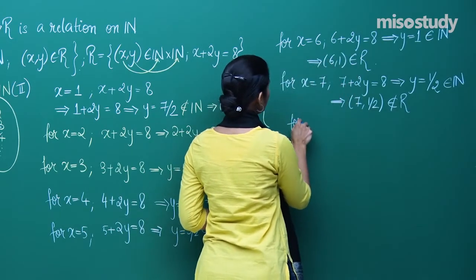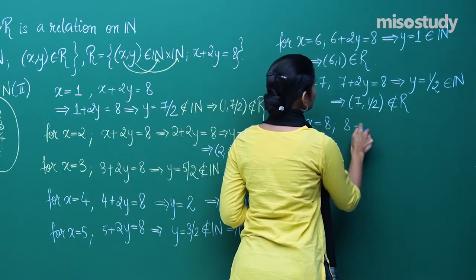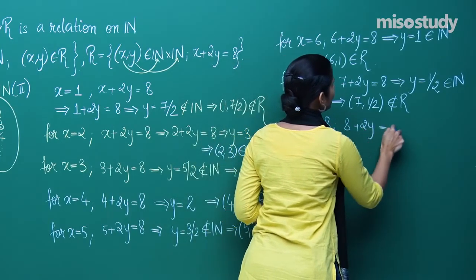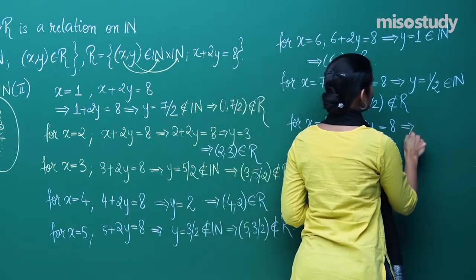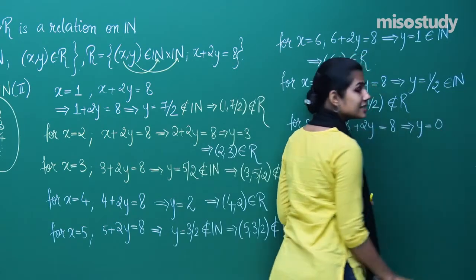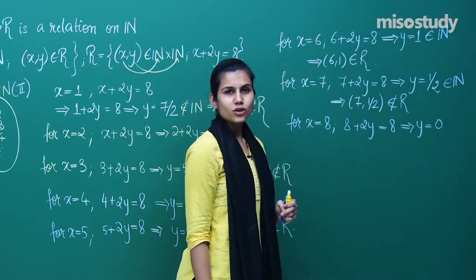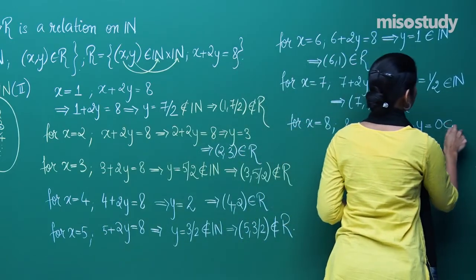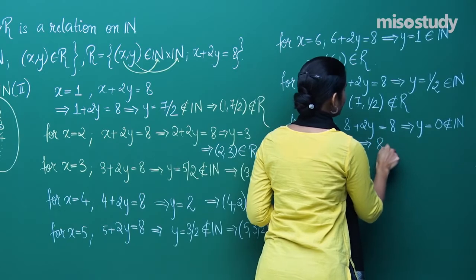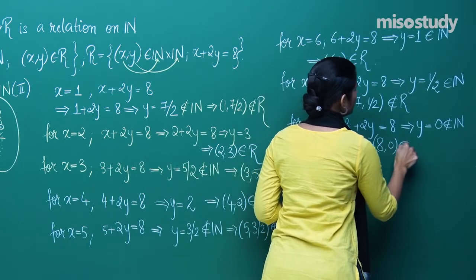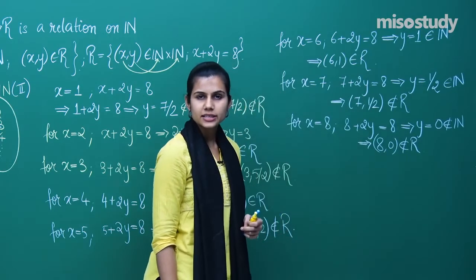Moving to x equals 8, I want a y such that 8 plus 2y equals 8. And this means you get y equals 0. Now 0 again is not a natural number, and that is why 8 is not related to any of the natural numbers in the second set.